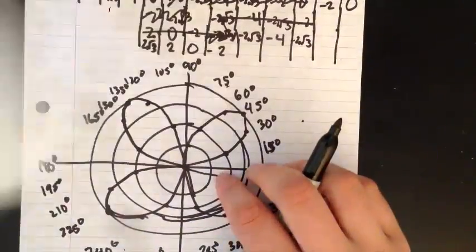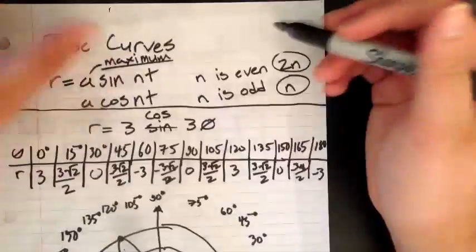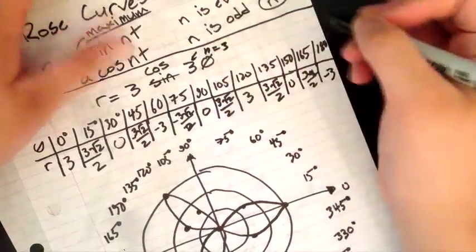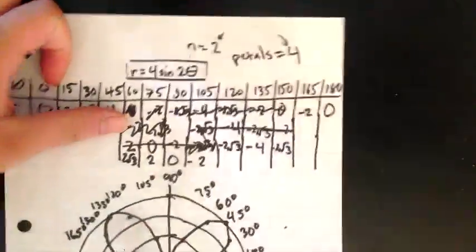You can see this one was only 3. The n was 3, so it was odd. There were 3 petals only, but for this one, n was 2, so it becomes 4 petals because it doubles. There you go.